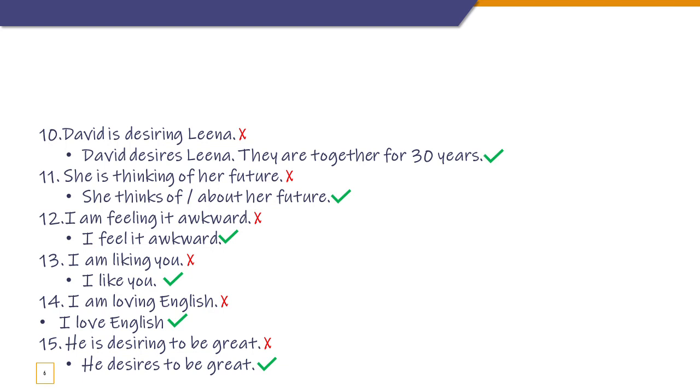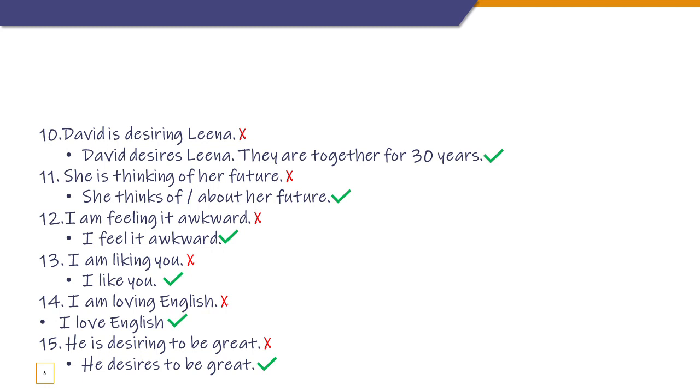Now, as I told you, with wants and desires, you can't use the present continuous. So you can't say, David is desiring Lena, even if that thing is happening at the moment, at present. So he actually wants Lena. You can't say he is desiring. You can only say David desires Lena. They are together for 30 years. So it's very evident from the fact that they're together for 30 years that David desires or David likes Lena. But you can't use it in present continuous, right?